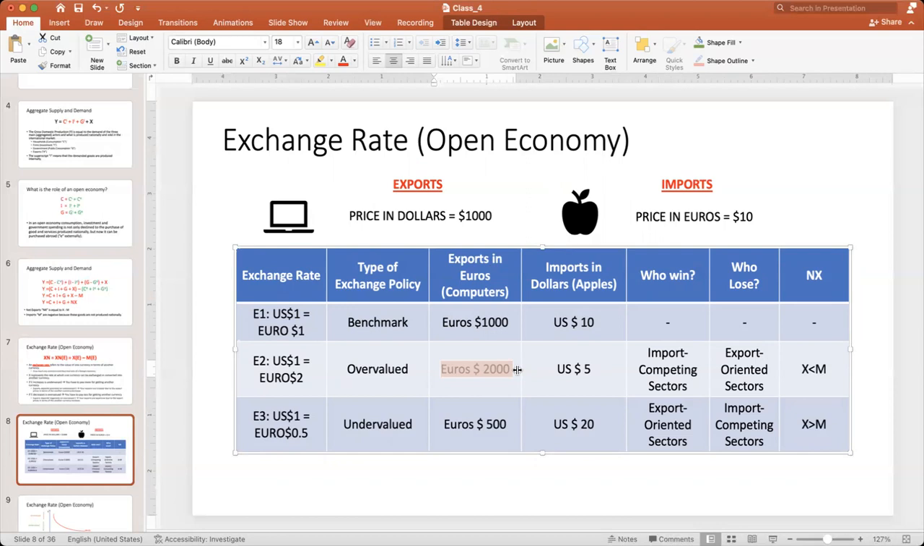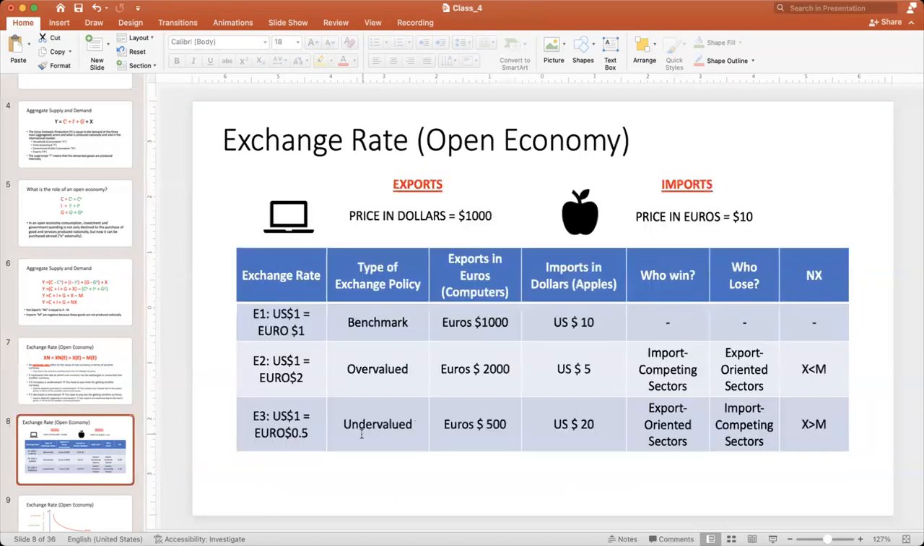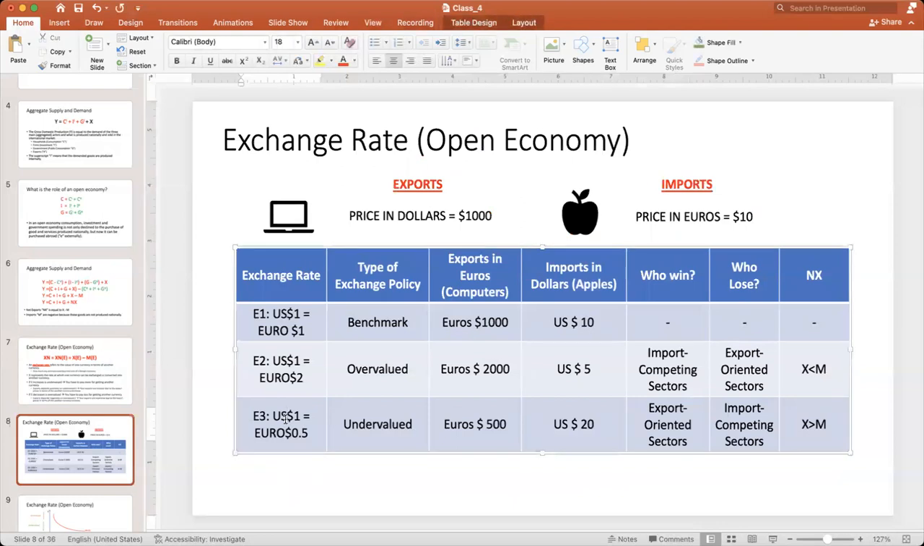But imagine that the scenario changes, and right now we have an undervalued exchange rate. What is an undervalued exchange rate? Well, an undervalued exchange rate is when you have to pay more for getting another currency. It's the opposite. So in this moment, $1 buys only half a euro. So we have to pay more if we want to get €1. In fact, we have to pay $2 if we want to get €1 in this scenario.